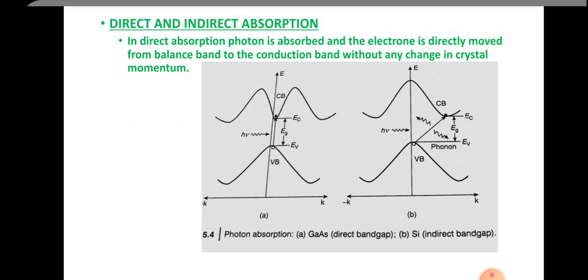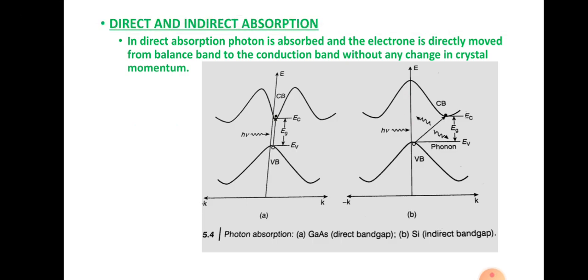When we give a photon here, in order to make this transition, that is, in order to absorb, the photon will be absorbed by the valence band particles, and in order to move these electrons from here to here, the momentum of the electron in the conduction band should be changed.